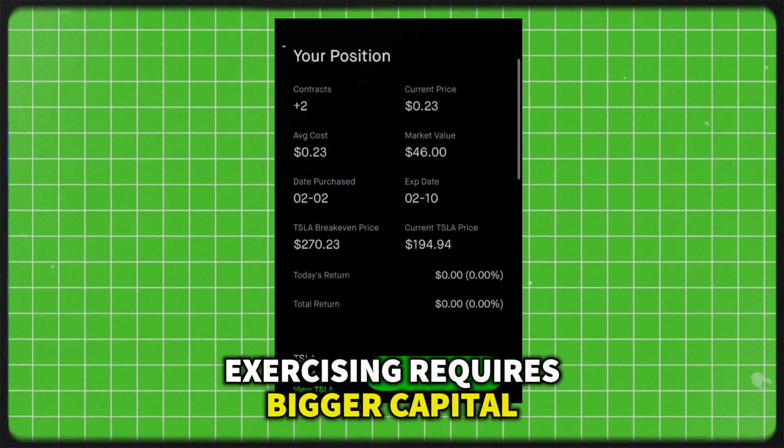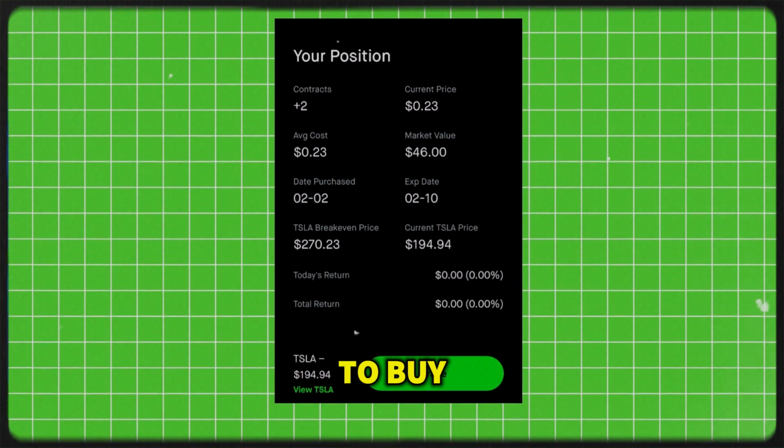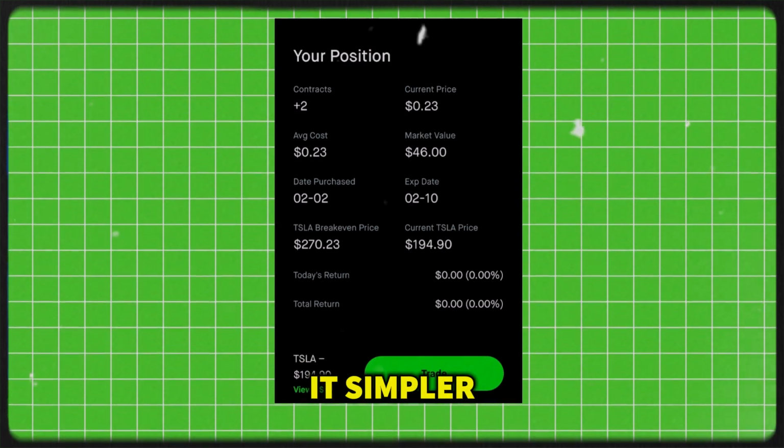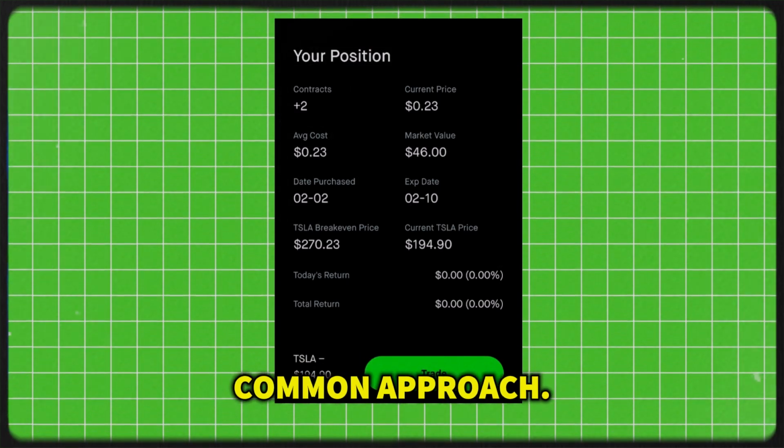Exercising requires bigger capital because you'd actually need to buy or sell 100 shares. Selling the contract keeps it simpler and is the most common approach.